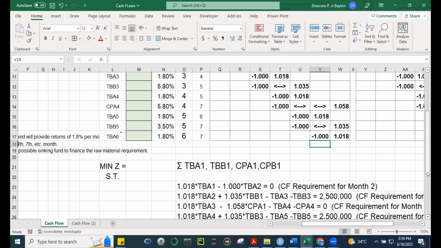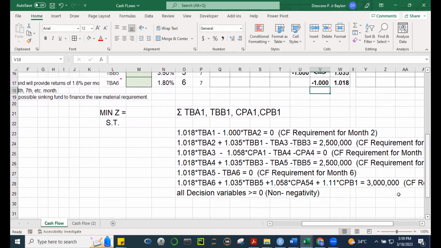And then we have the constraint for month 2. This just sums up all your inflows and your outflows, and then equates it accordingly to the cash flow requirement of that specific month. For month 2, it's 0. This implies that everything that we get from our investment should be flowed back to the outflow. All the inflows should be flowed back to the outflow.